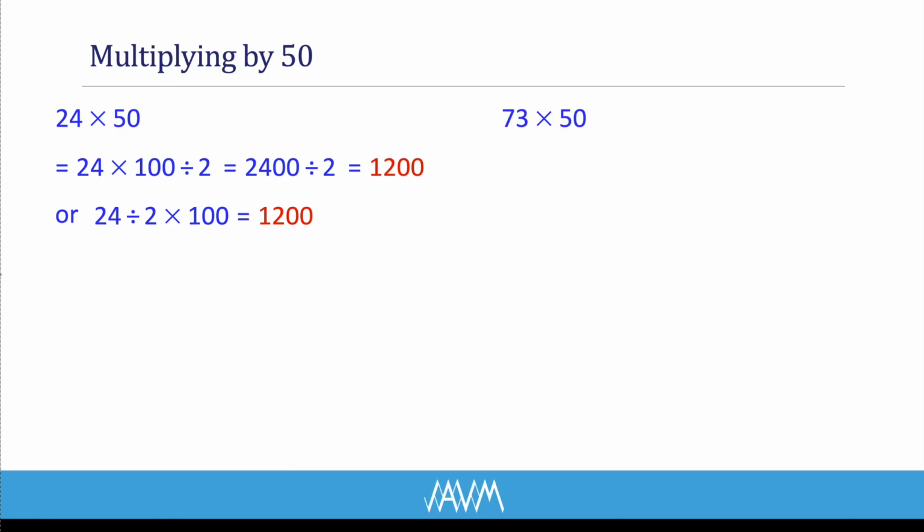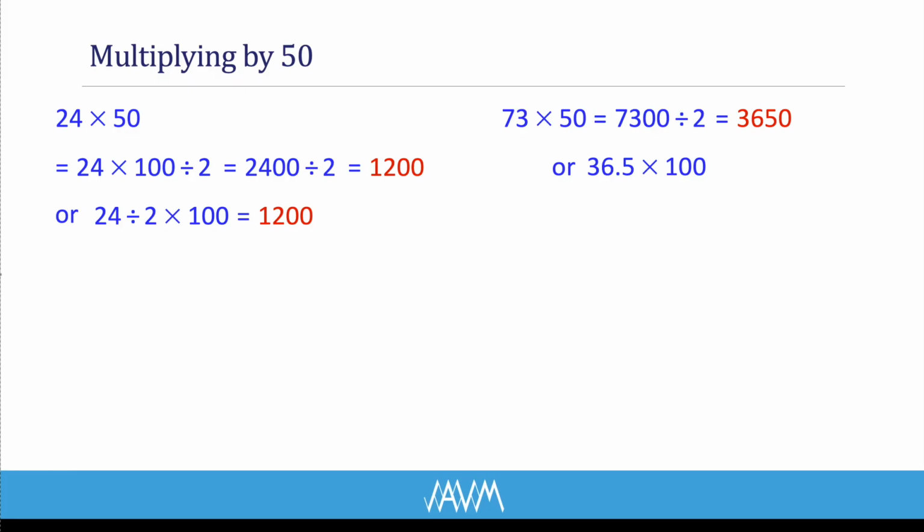Here's another example, 73 times 50. We can multiply by 100 and then divide by 2. 7,300 divided by 2 is 3,650. And we can do that division by 2 by thinking that half of 7,000 is 3,500 and half of 300 is 150, and then add the 3,500 and the 150.